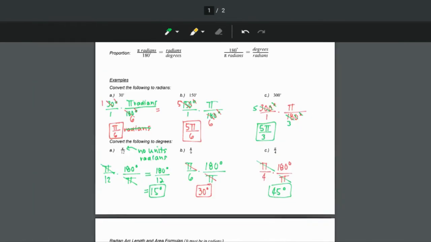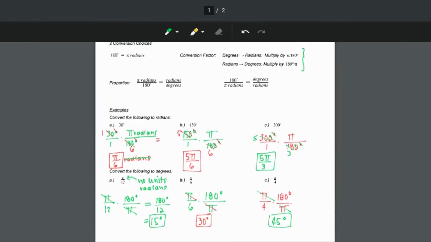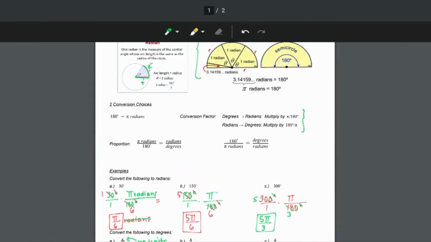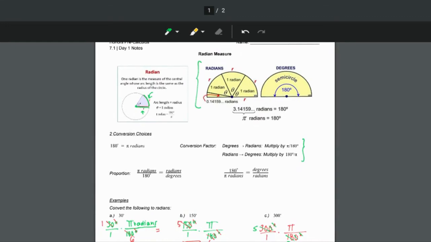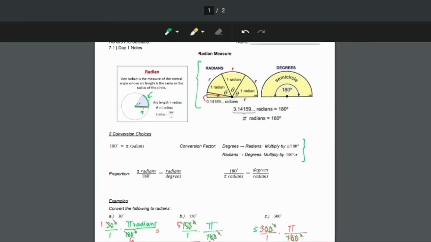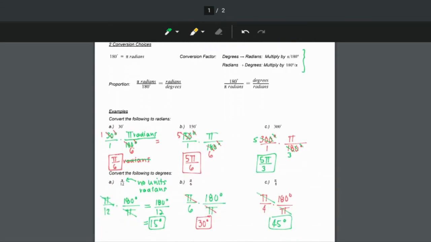One thing to think about when you check your answers is to look at a pi radian as a semicircle. So half of a semicircle would be pi over 2. So any angle measured between 0 and pi over 2 should be between 0 and 90 degrees. So it'd be an acute angle. So if you're looking at pi over 12, pi over 6, pi over 4, those are all less than pi over 2. And so those should be less than 90 degrees.